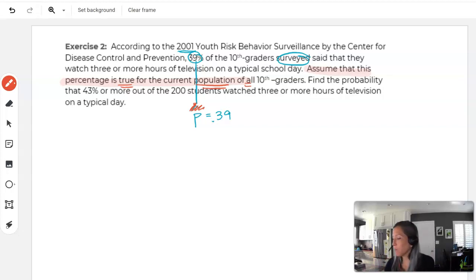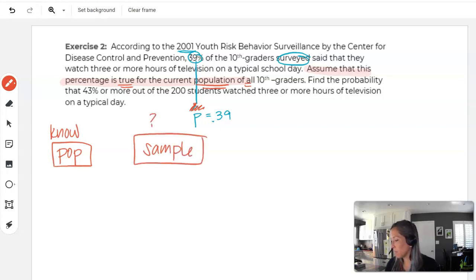So previously we went this direction. We said, hey, we know about the population. What the heck is happening with our samples, right? That was the direction we were headed here. Find the probability that 43% or more of our sample, it doesn't say sample, but that's annoying, of 200 students watch 3 or more. So we were doing this. We're using the population to say something about the sample.